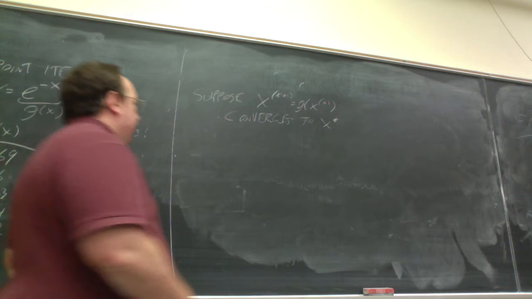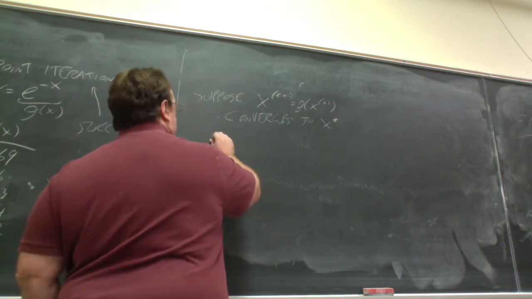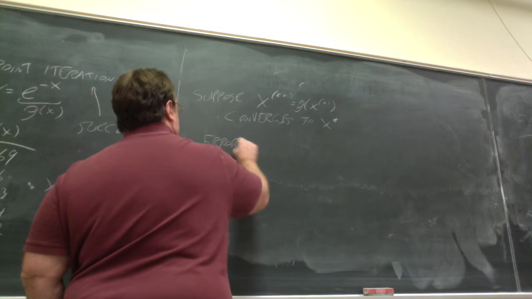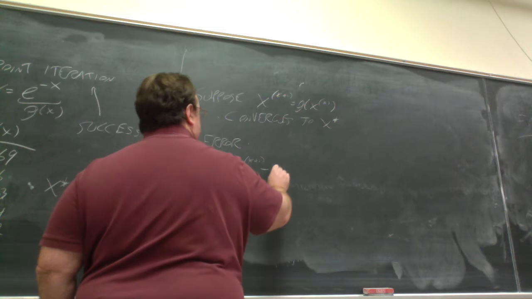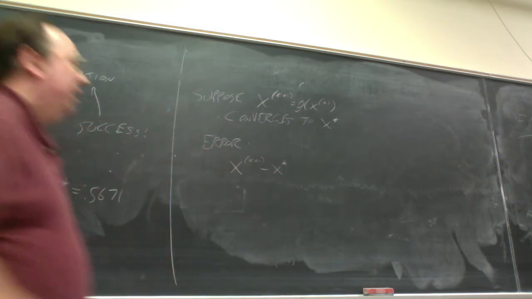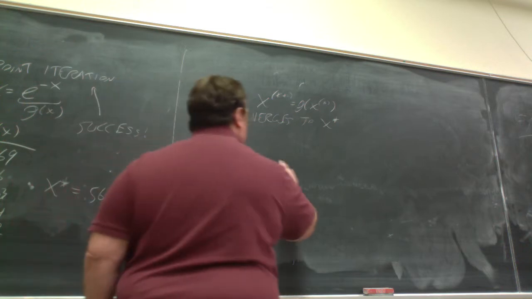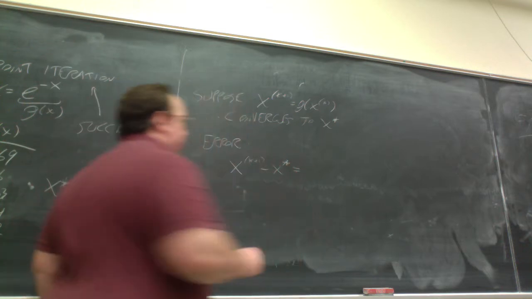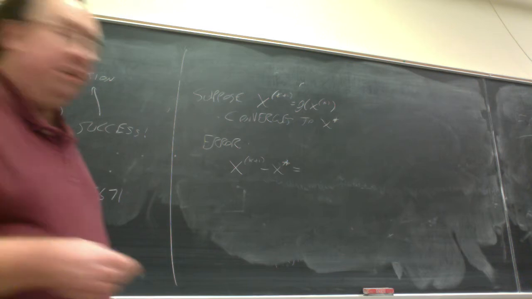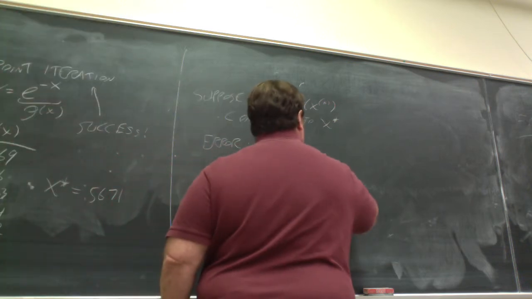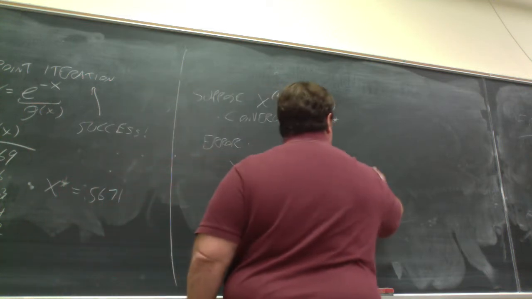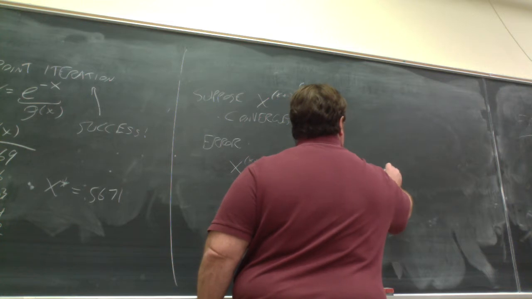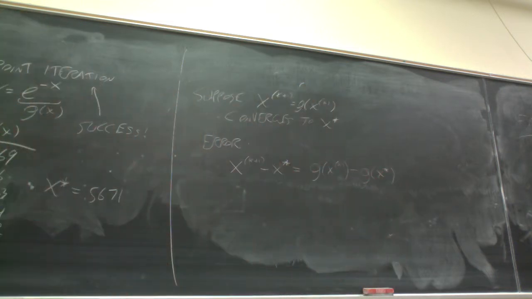Now, if I look at the error, look at x k plus 1 minus x star. I'm going to write this in terms of g. Well, x k plus 1 is g of x k. And x star is equal to g of x star. Why? Because x star is a fixed point, so x star and g of x star are interchangeable.